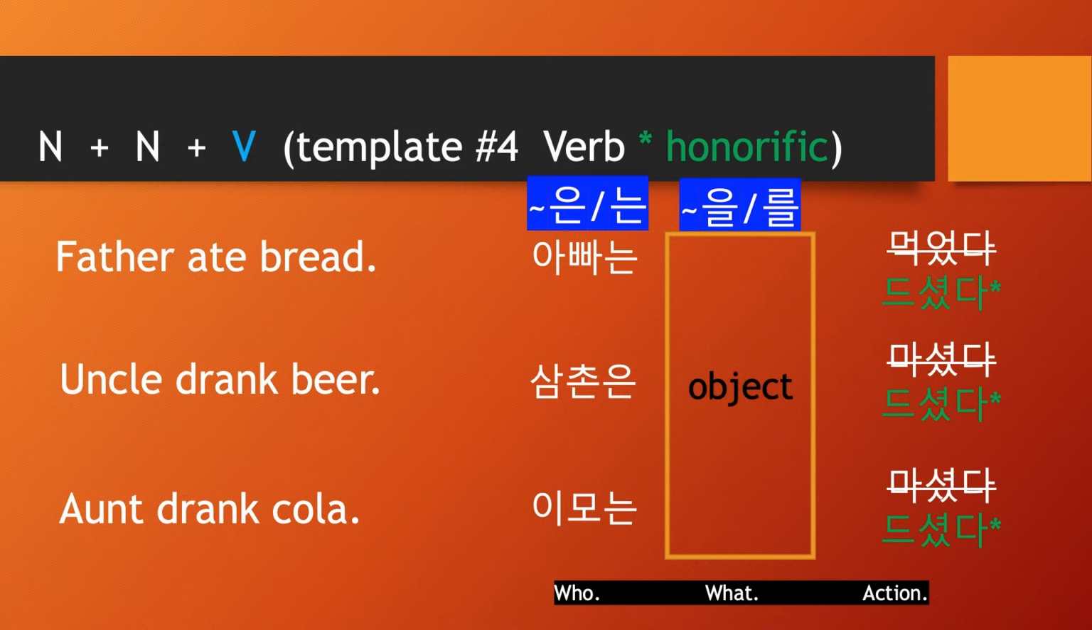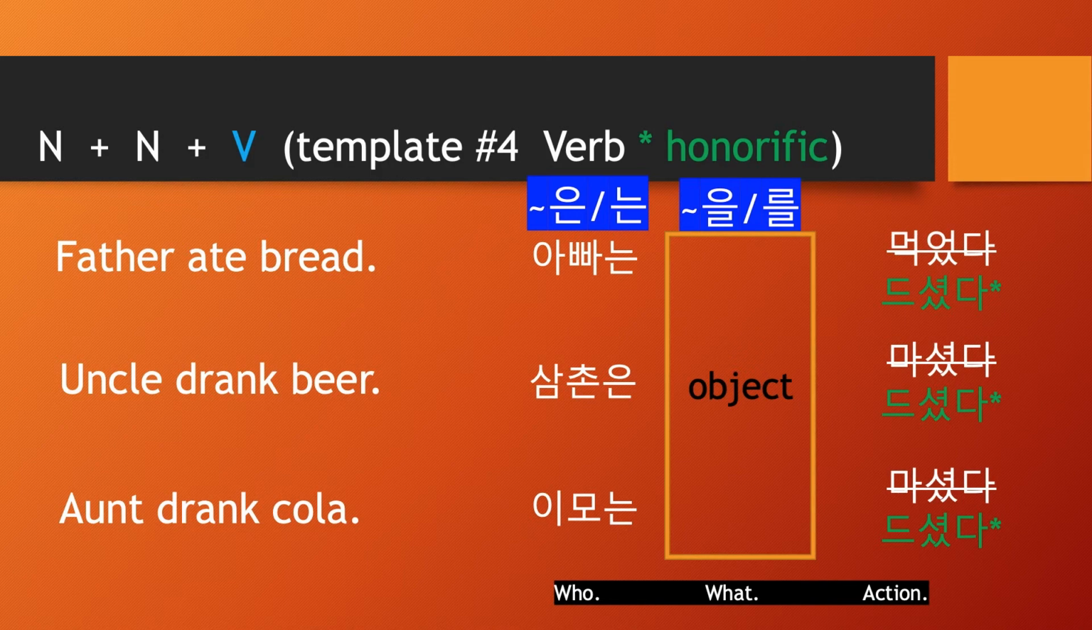Here, the subjective nouns are father, uncle, and aunt. So 아빠, 삼촌, 이모, all either parents or elder relatives. So we use honorific expression. Instead of 먹었다, we need to use 드셨다. Let's practice without second N part for now. 아빠는 드셨다. 삼촌은 드셨다. 이모는 드셨다. We all know that dad, uncle, or aunt ate something.